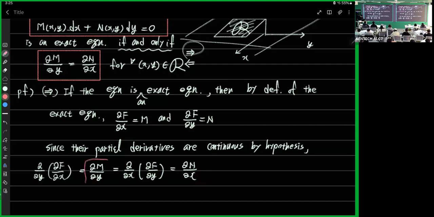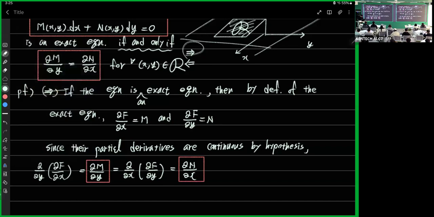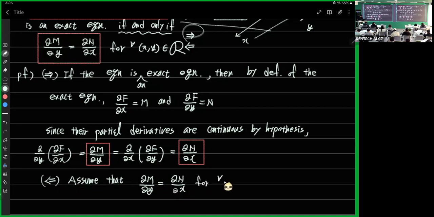This is equal to what? This. Okay. So this way, I just proved that. I just proved this way. The second one, I'm going to prove that way. So we assume that partial m, partial y is equal to partial n, partial x for all x comma y in the domain, okay, rectangle.